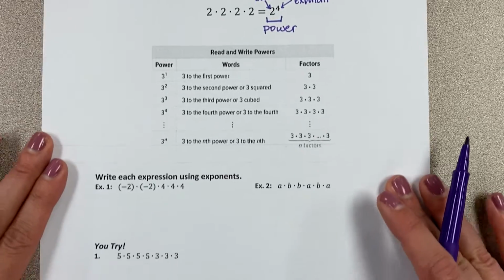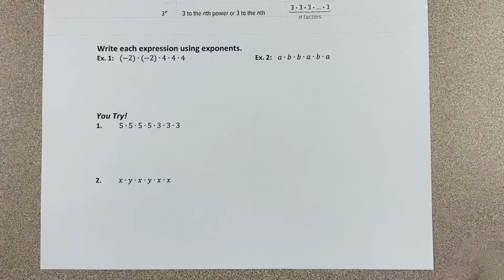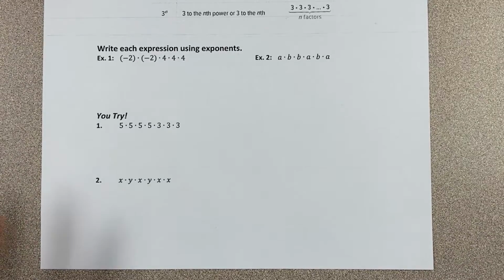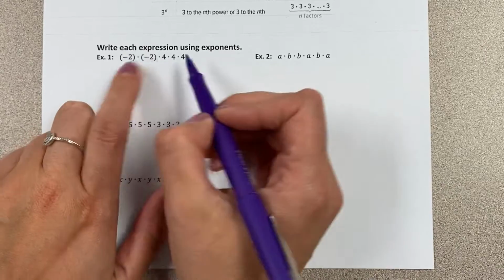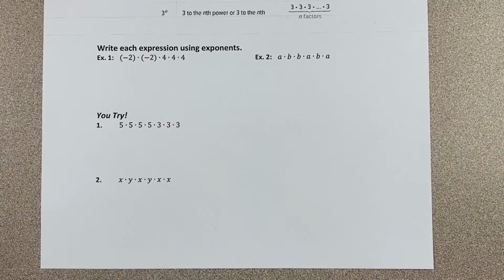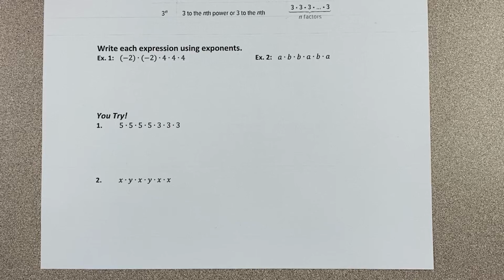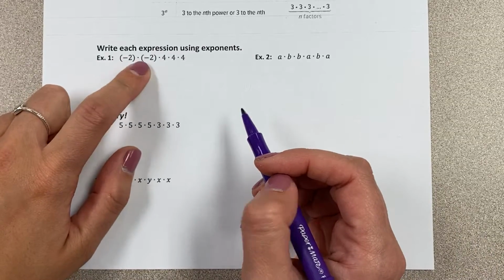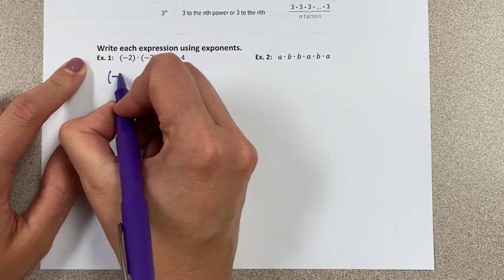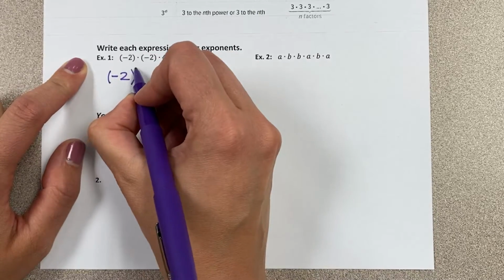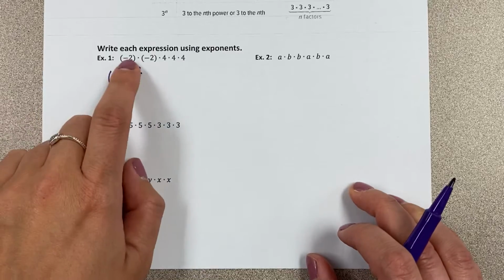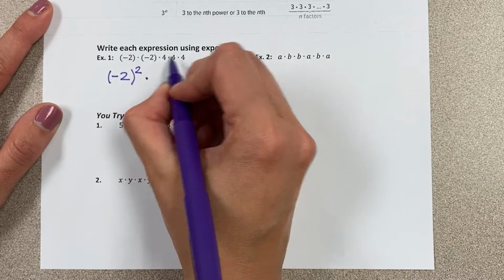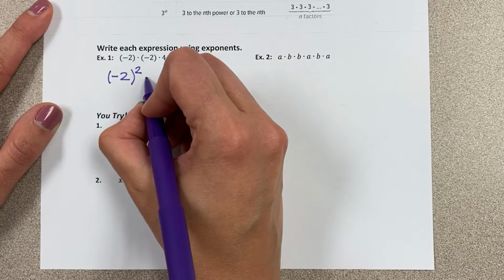All right, so in these problems, they want us to write each expression using exponents. So we want to count how many of each, and we're just going to write it using exponents. We're not going to multiply this out. So I see that I have 2 negative 2's here multiplying by each other. So I'm going to write negative 2, and I'm going to put it with an exponent of 2 because we multiplied it 2 times.